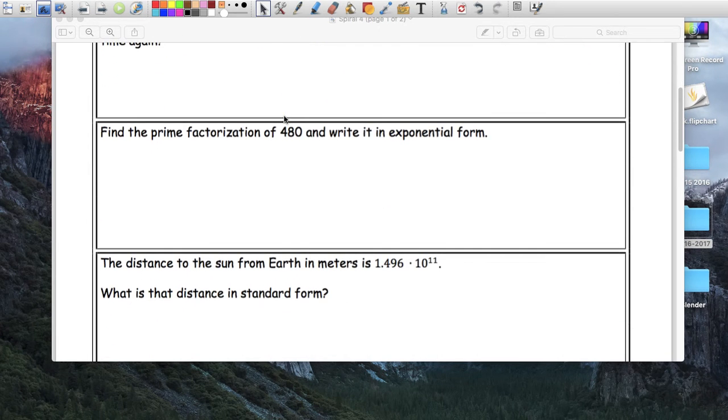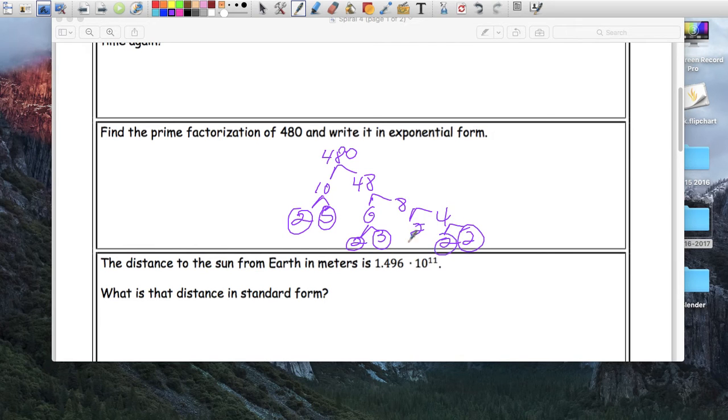Find the prime factorization of 480. Let me just choose 10 and 48. 10 is 2 and 5. Circle, circle, because they're both prime. 48, I'm going to pick 6 and 8. 6 is 2 and 3. Circle and circle. 8 would be 2 and 4, and 4 would be 2 and 2. Circle, circle, circle.